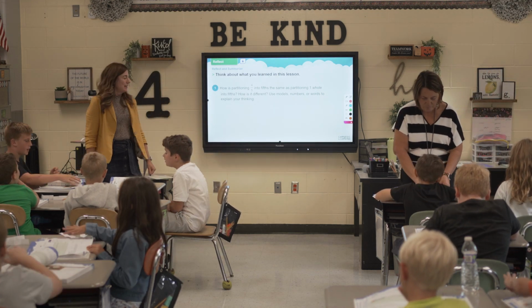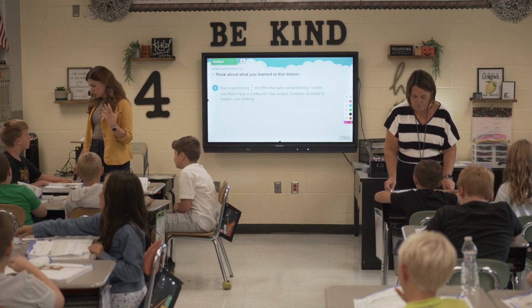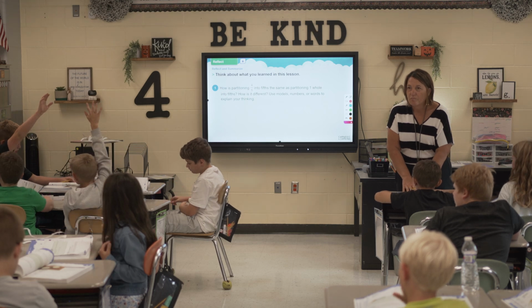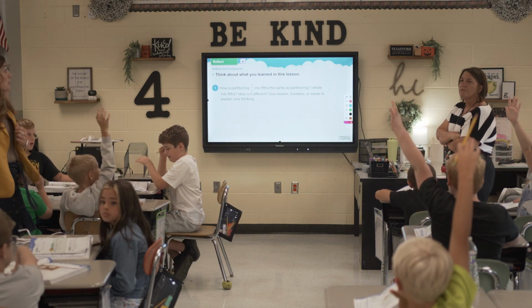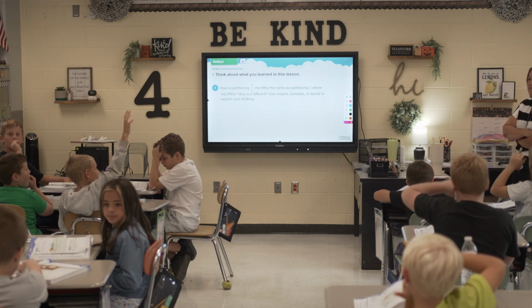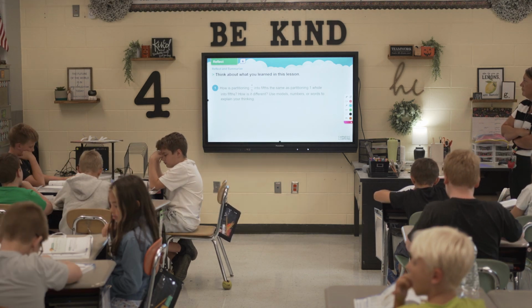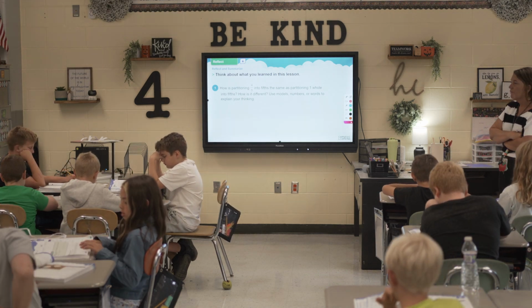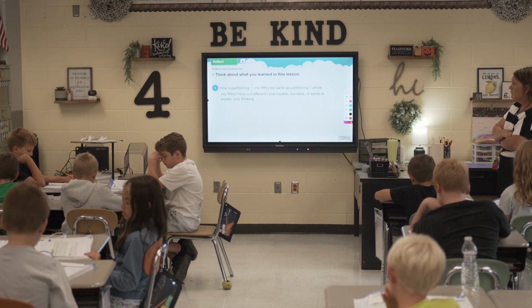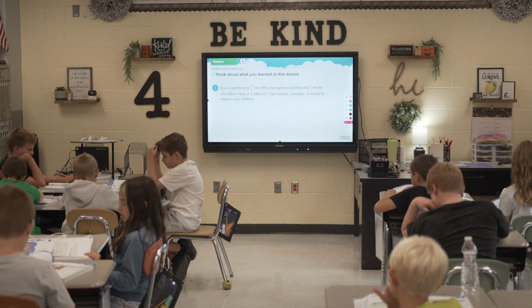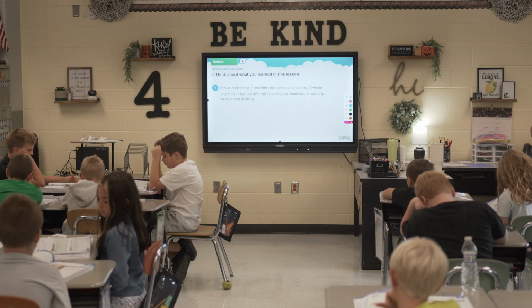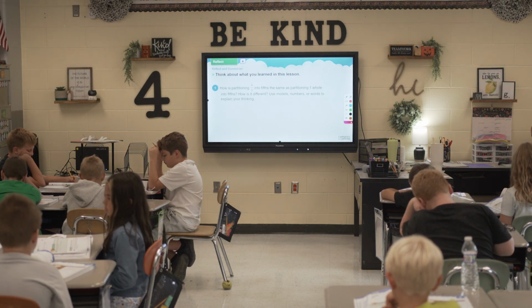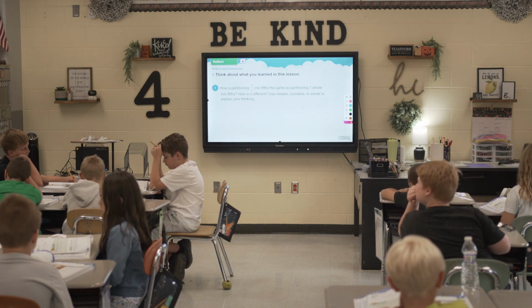one question. All right, I need someone that has a good, strong voice that can read this question to us. Can I pick the reader? I would love that. Okay, Alara, nice and loud. How is partitioning 4/5 into fifths the same as partitioning 1/2 into fifths? How is it different? Use models, numbers, or words to explain your thinking.